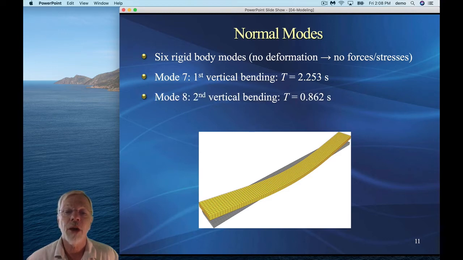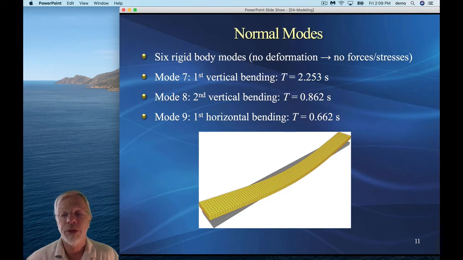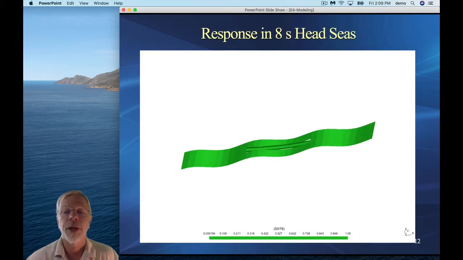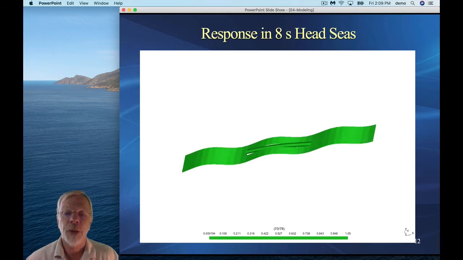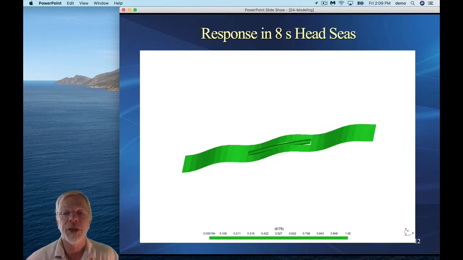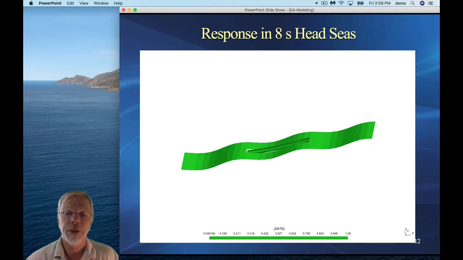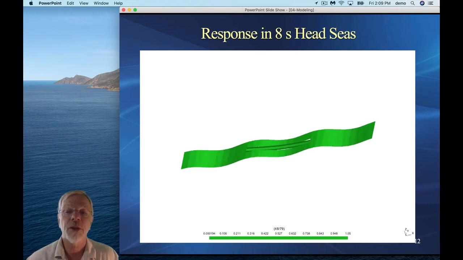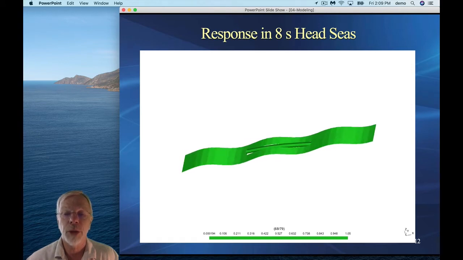Similarly, mode 8 also involved vertical bending, the second vertical bending mode, and it had a period of 0.86 seconds. Mode 9 involved horizontal bending, so instead of bending in the vertical plane, we now had bending in the horizontal plane, and that was 0.66 seconds. This video shows the response of the barge in 8-second head seas, and if we look carefully, we can see that the response of the barge involves flexible motion.